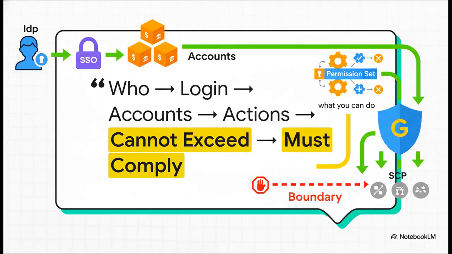And here's how it all works together, like a funnel. Your identity's verified, you log in, and you're assigned to an account. From there, your permissions just flow downwards through these layers. Your permission set says what you can do. The boundary ensures you cannot exceed your maximum possible rights. And the SCP makes sure you must comply with the unbreakable rules. See? Each layer tightens the security of the next. That's how you get to bank-level security.